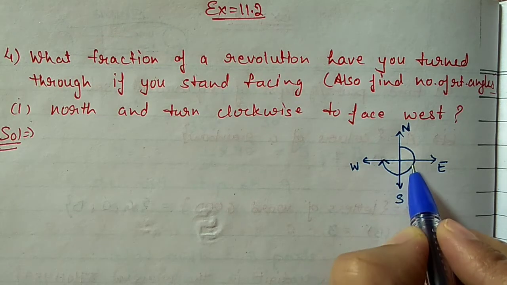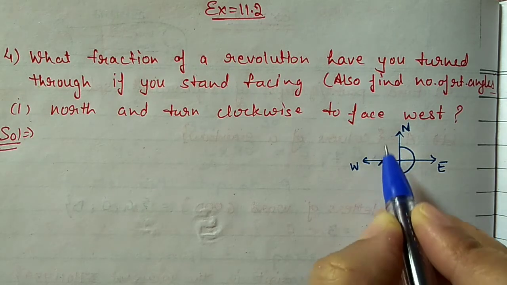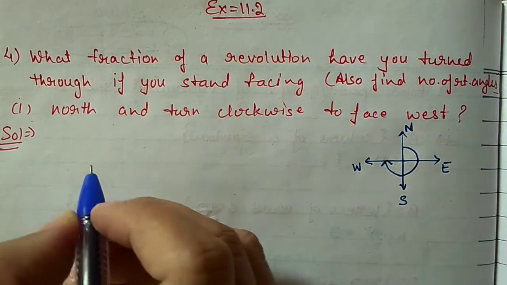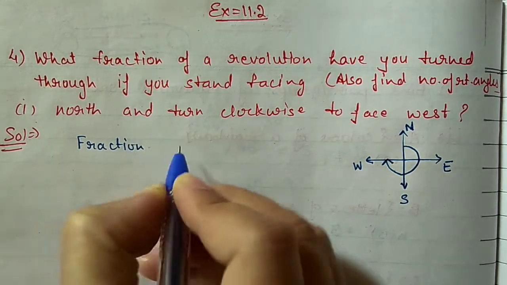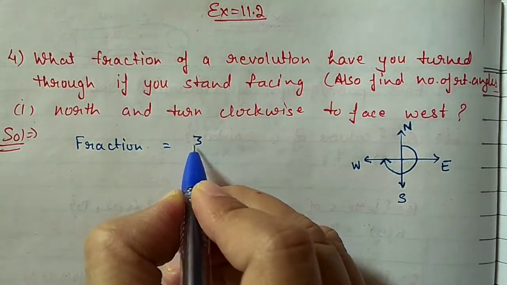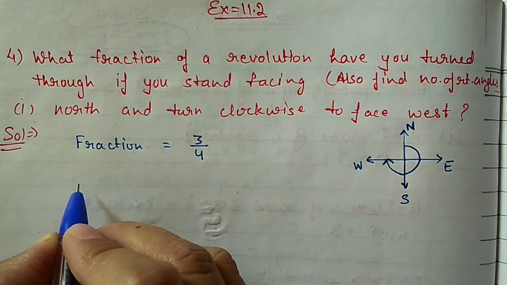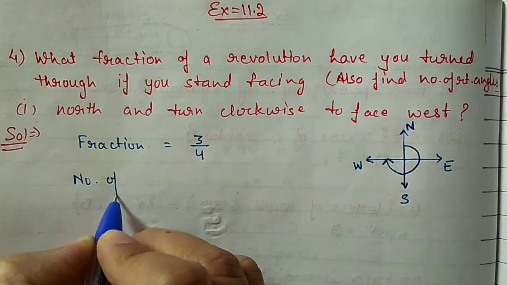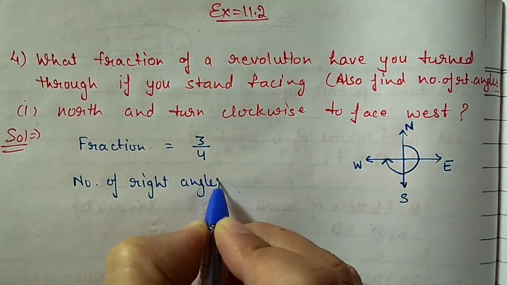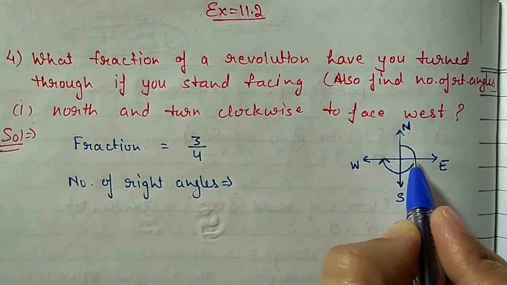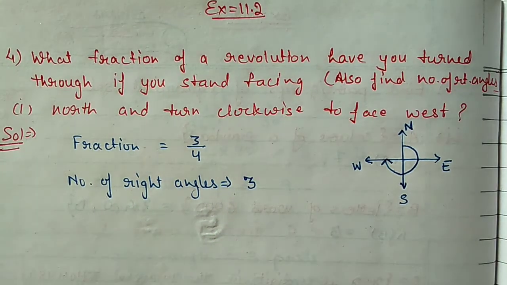So you can see how many turns it is moving: 1, 2 and 3. Total 4 directions are there. So the fraction will be, it's moving 3 directions out of 4 directions. So the fraction is 3 by 4. And you have to tell the number of right angles also. You can count here one right angle, then a second right angle and a third right angle. It means it's moving a total of 3 right angles.